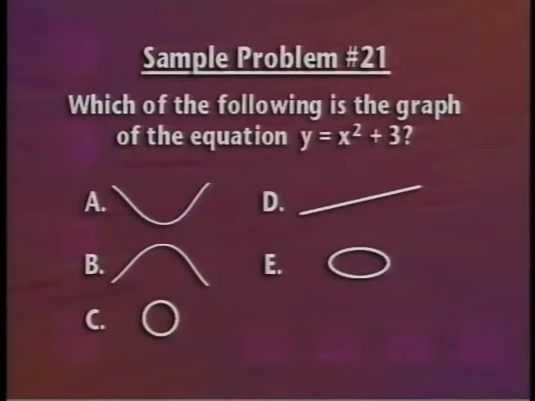In this problem, if we recognize y equals x squared plus 3 as an equation of a parabola, you can eliminate answers C, D, and E. Since the coefficient on the x squared term is plus 1, this parabola turns upward. Therefore, the answer is A.